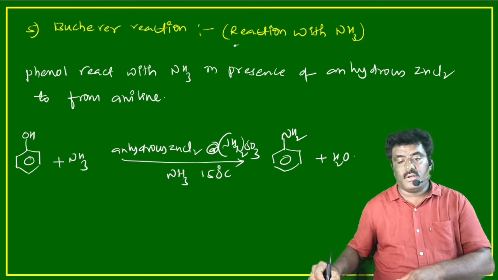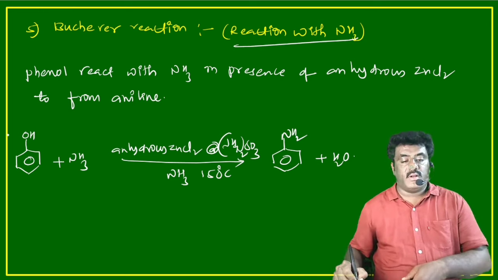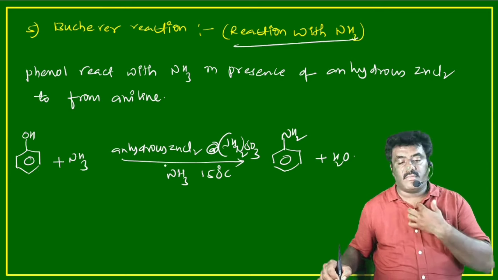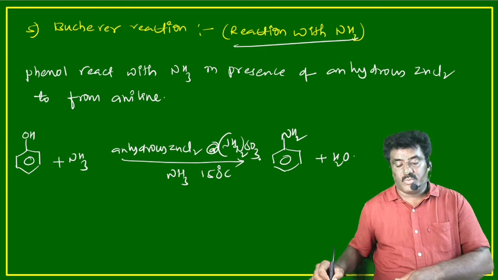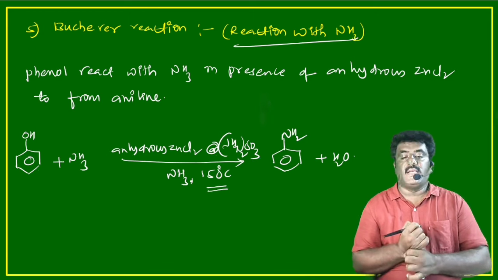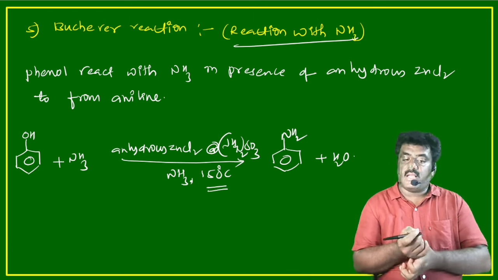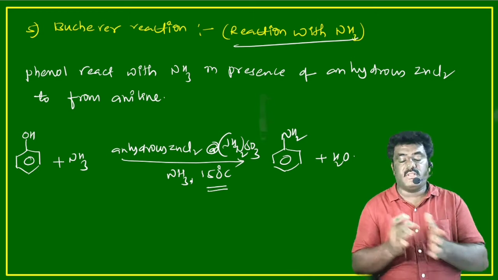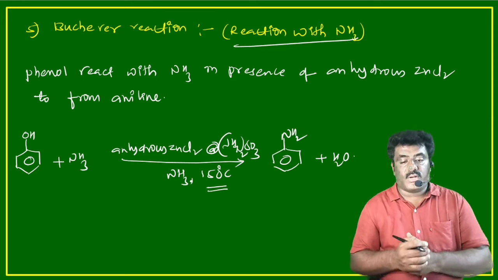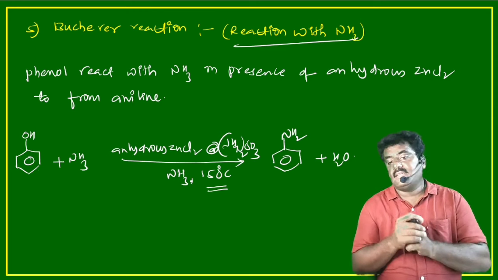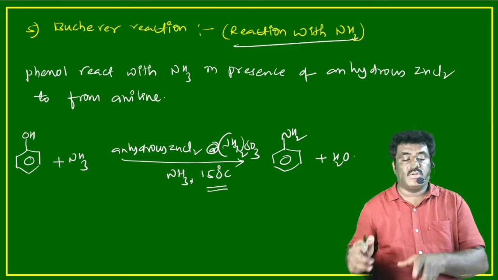Next is the Bucherer reaction, or reaction with ammonia. Phenol reacts with ammonia in presence of anhydrous zinc chloride, ammonium salt, ammonia at 150 degrees Celsius, and gives aniline. That is the Bucherer reaction.